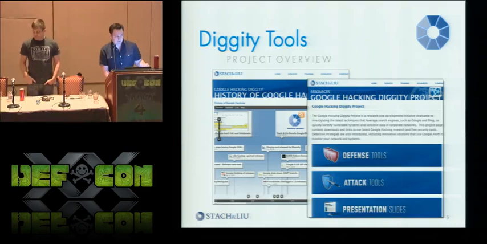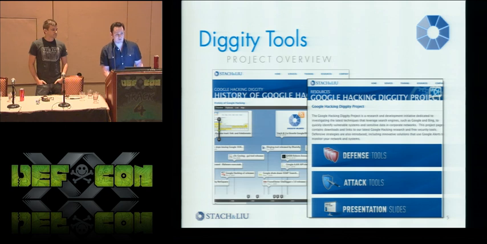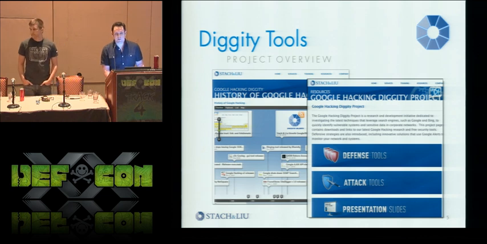Yeah. So for those of you not familiar with our project, it's the Google Hacking Diggity project. It's a project where we release a number of free search engine hacking tools, broken up into attack tools and defensive tools. Our defensive tools, which we're not going to spend too much time on today, primarily rely on Google Alerts and other alerting and RSS capabilities to feed us real-time updates from Google, Bing, Shodan, and other search engines.